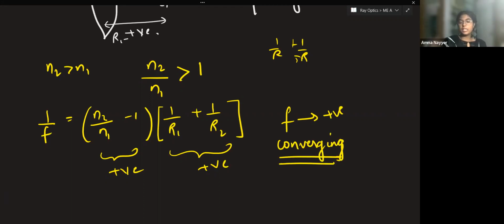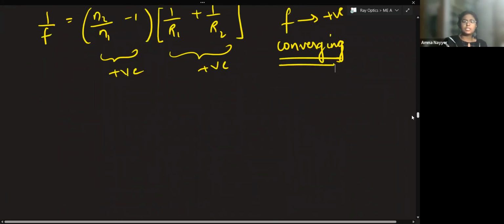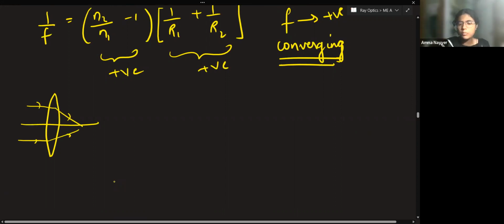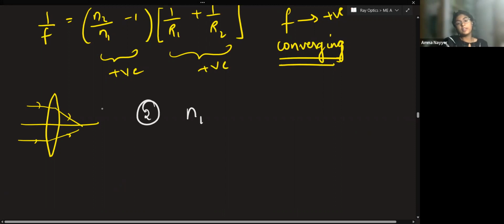Now see, it's a converging lens. So this convex lens acts as a converging lens, in which case completing the ray diagram involves nothing. Here you just have to complete the ray diagram the way you have been completing a normal ray diagram. Like this you have to complete. But the main point was, when the refractive index of the glass was greater than air, only then you got focal length as positive. Let's take one more part. Second part, if N1 is greater than N2.